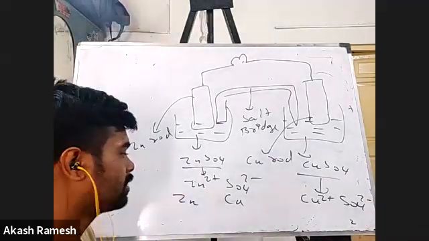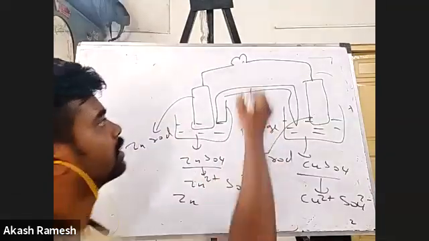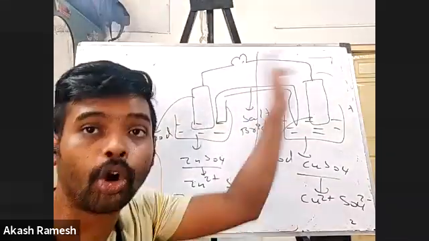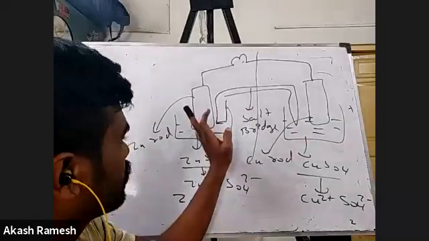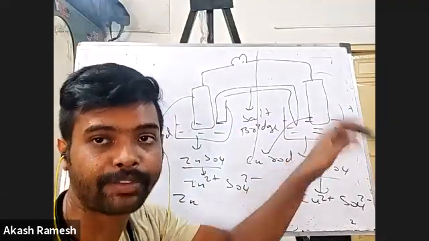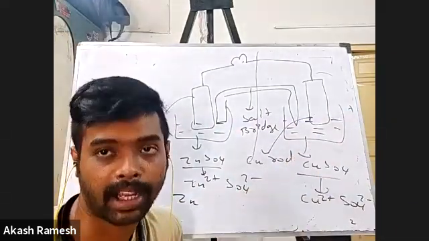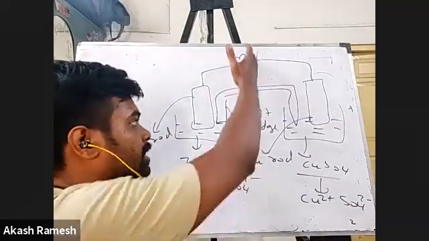So what will happen is, on this side, there are two half cells. See, this is the whole cell, and this is one half cell. This is another half cell. Just how we call half reaction, right? So in this case, I will have one reaction. In this case, I will have another reaction.